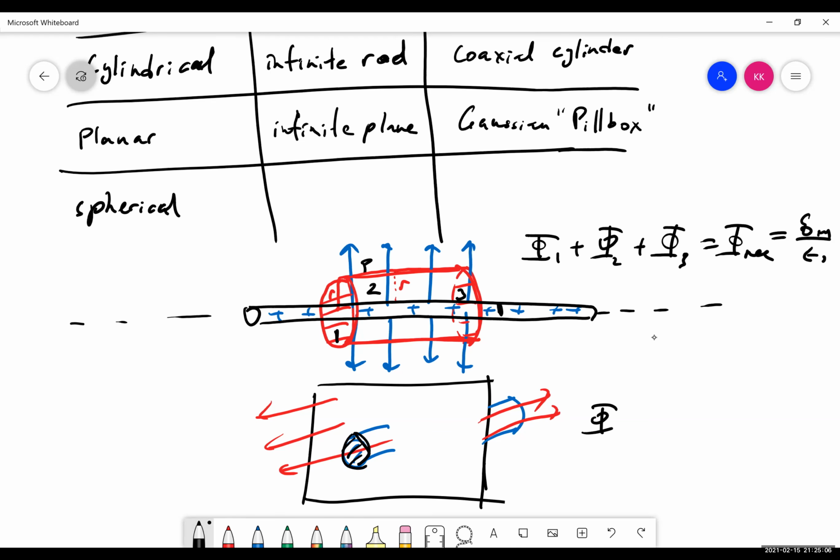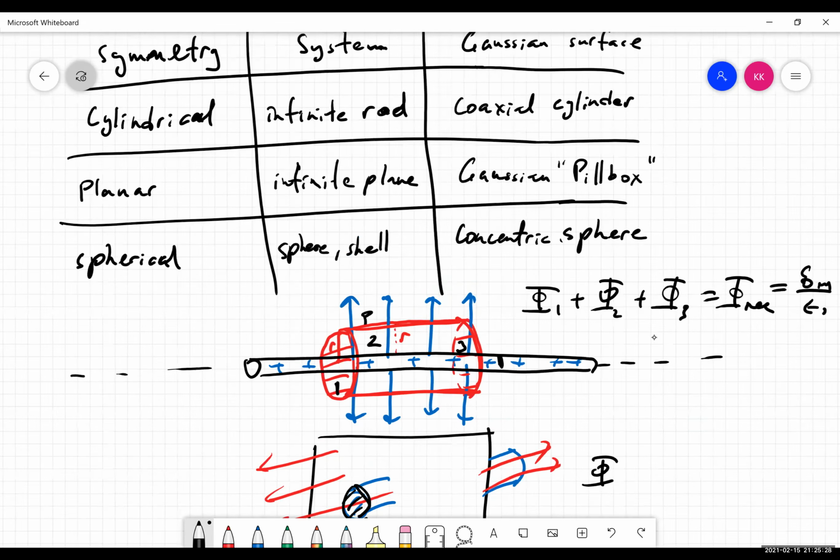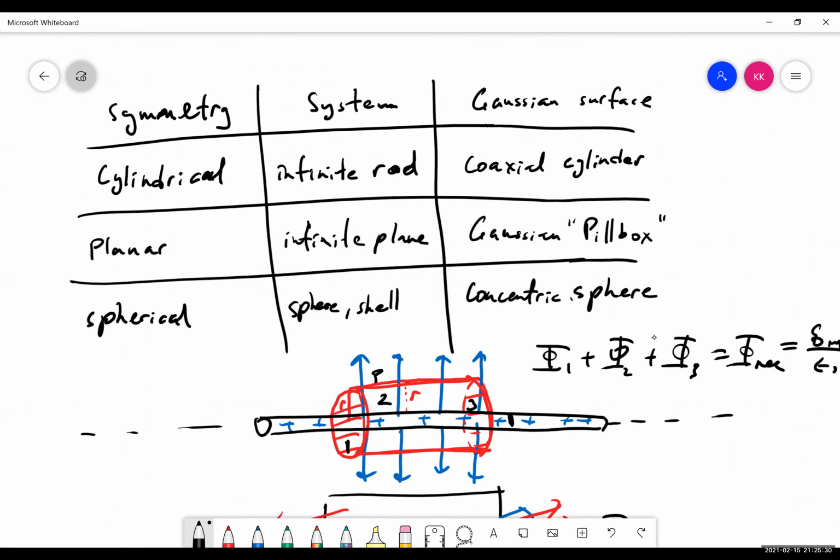Then the spherical, which is generally a sphere or a spherical shell. Okay. And then for that, we use concentric, let's say, spheres. See that? That means this table allows you to see what type of symmetry, what type of system is applied, and what type of surface we use.